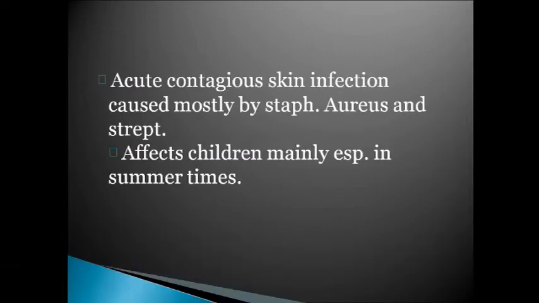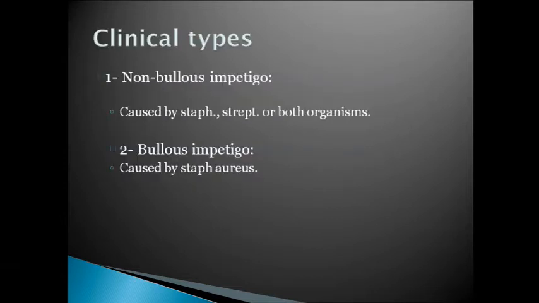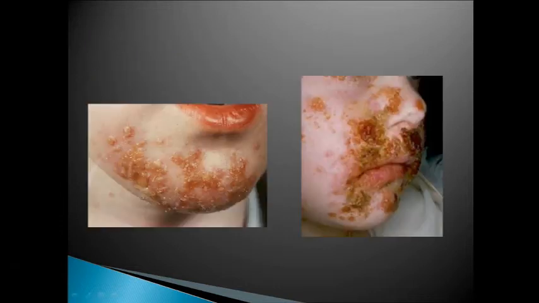So going into the detail, impetigo. Impetigo is an acute contagious skin infection mostly caused by Staph aureus and streptococcal infection. Impetigo is a superficial lesion of the skin caused by Staph and Streptococcus. So how will we differentiate? There are two types. First is non-bullous, where there will be no bulla formation. So we all know the stratum corneum, we can see here.